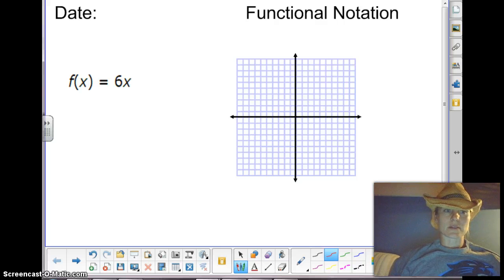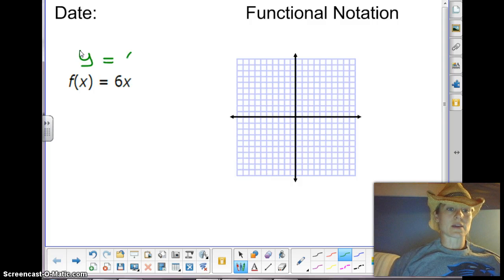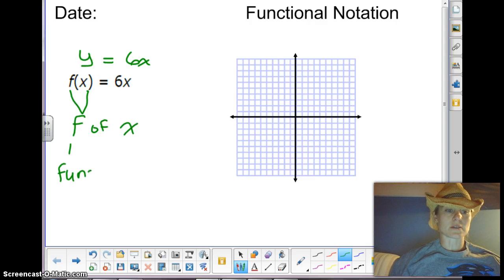We've talked about this a little bit before, in that when you have something that looks like this, it's the same thing as y equals 6x, right? And we've talked, this is called f of x, and f stands for the function of x. Okay? So when you see this, it can be written as f of x equals 6x.